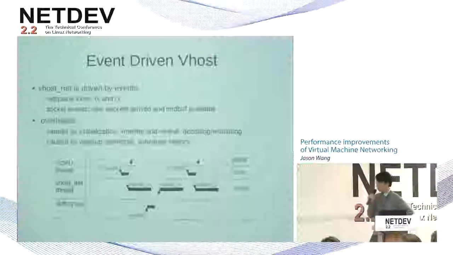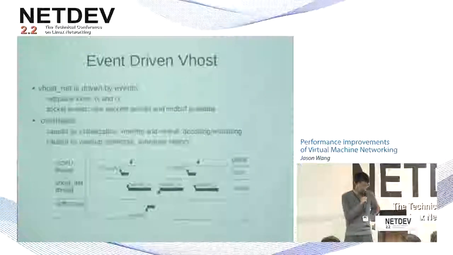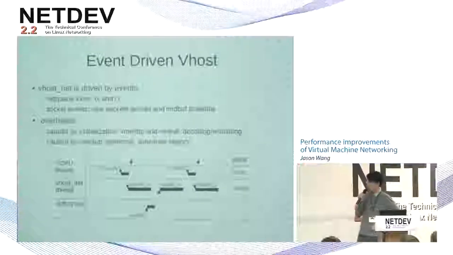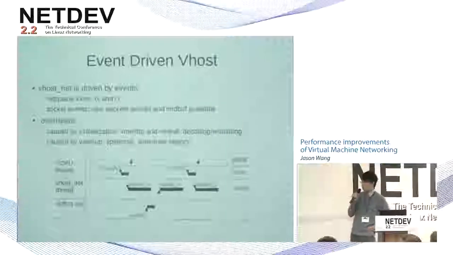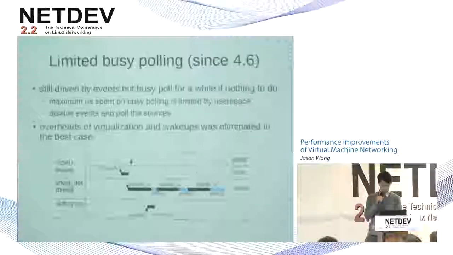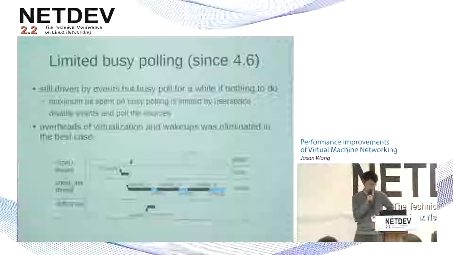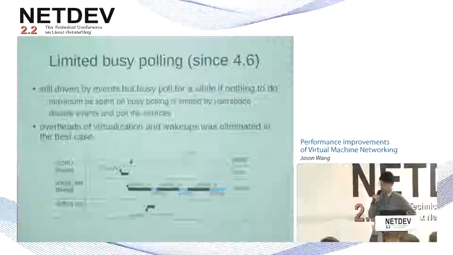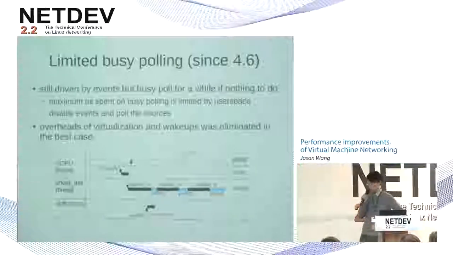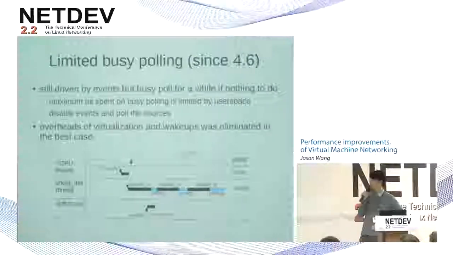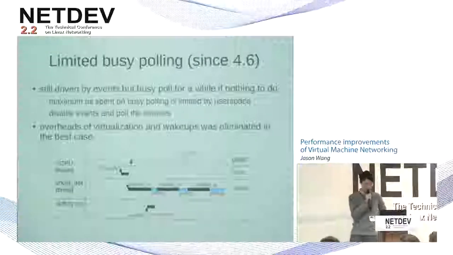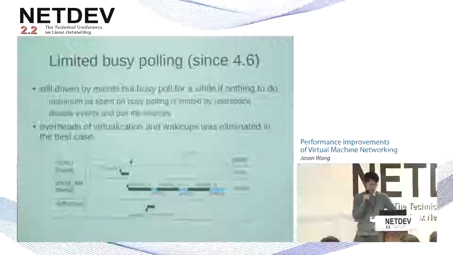And if the traffic comes from the receiving side, the software IRQ will also try to wake up the vhost, which is another delay caused by the scheduler. So what we do instead is, rather than wait for the event to happen, we poll for a while. And we expect that a packet will arrive soon. So the overhead of the virtualization and wake-ups is totally eliminated in this case.